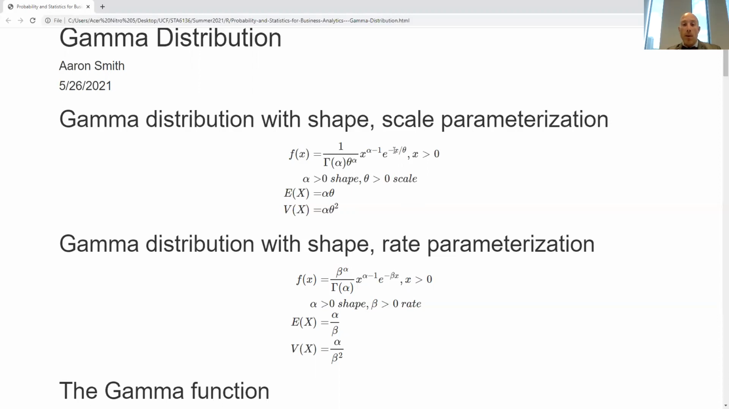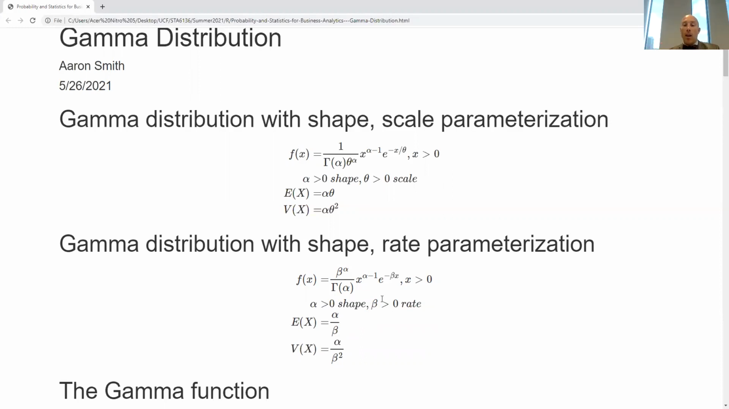So now in the scale parameterization, we have x divided by the scale, and in the rate parameterization, we have x times beta in the exponential. Okay, when we do it this way, our expected value is alpha over beta, and our variance is alpha over beta squared. All right, so if we're dealing with an audience that's less comfortable with mathematics, then they're probably not going to be as comfortable with fractions, right? And so in that case, the rate parameterization is not the best one to work with.